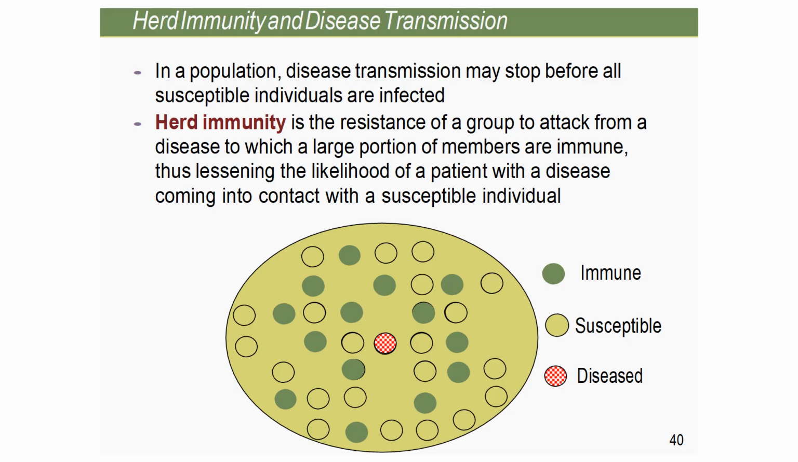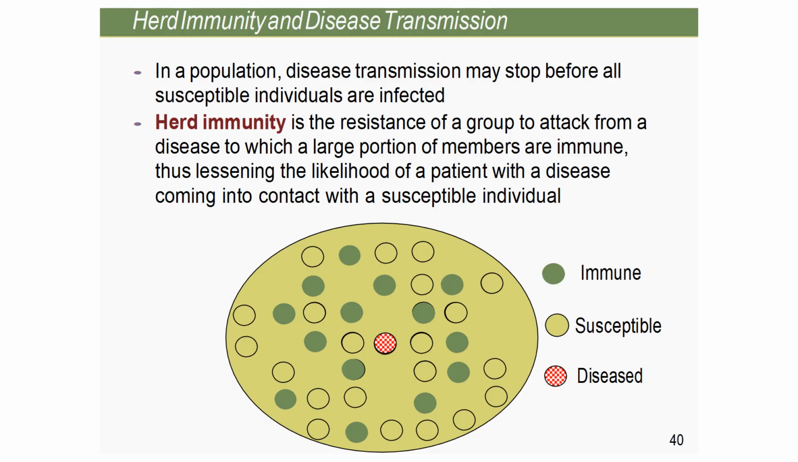So, what is the concept of herd immunity, and how does it relate to disease transmission? In a population, disease transmission may stop before all susceptible individuals are infected. How? We'll see. Herd immunity is the resistance of a group to attack from a disease to which a large proportion of members in the community are immune.